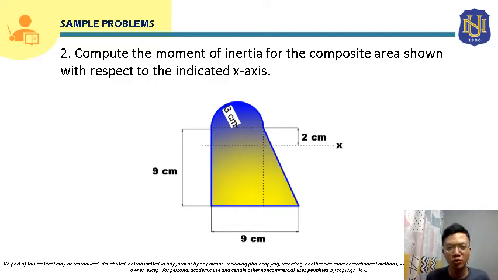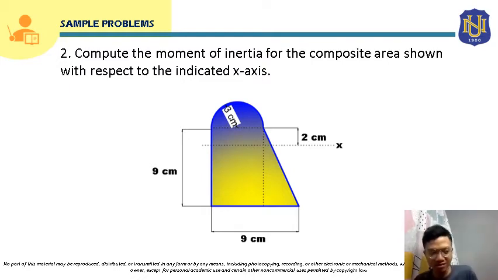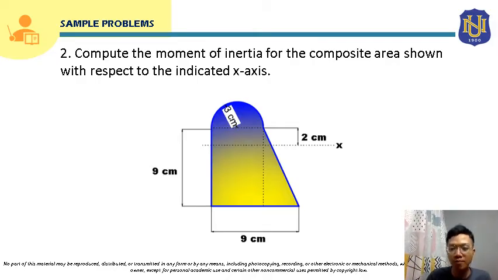Let's compute the moment of inertia for the composite area shown with respect to the indicated x-axis. The indicated x-axis is here, 2 centimeters from here. This will be the reference axis wherein we are going to solve the moment of inertia. To solve this, we have to divide this composite area into geometric elements.